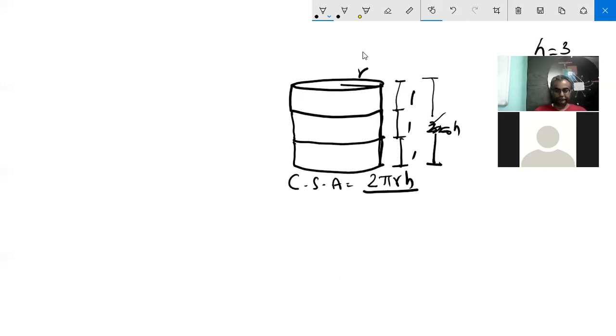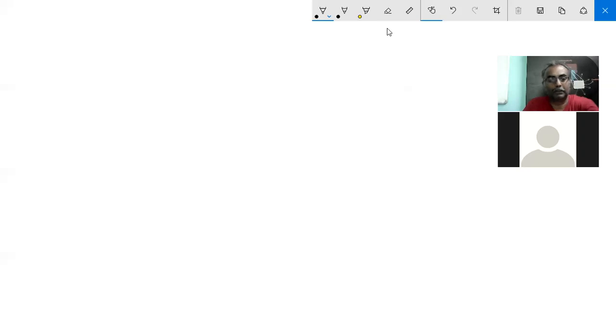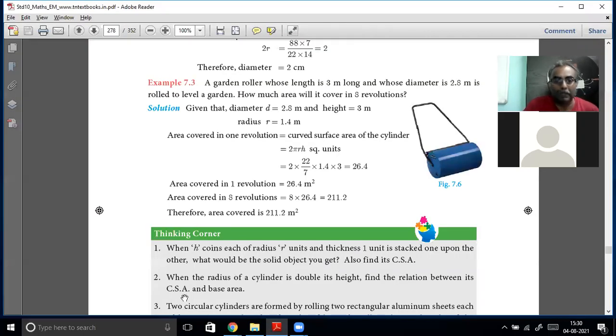Okay. Now, another thing we have to find out. When the radius of a cylinder is double its height, find the relation between its CSA and base area. Base area is the circle at the bottom. What is the area of the circle at the bottom? Area of a circle.